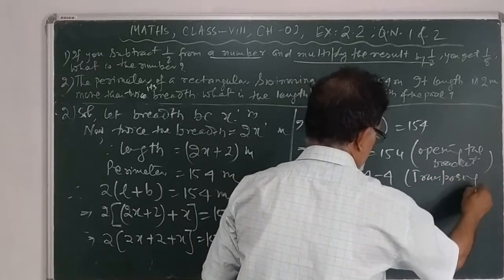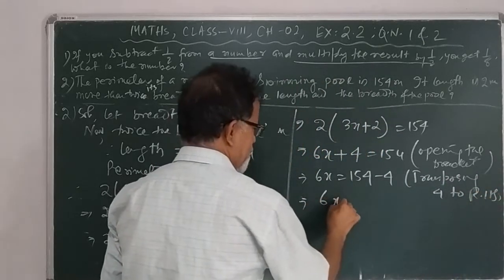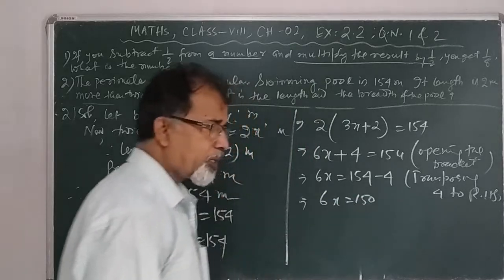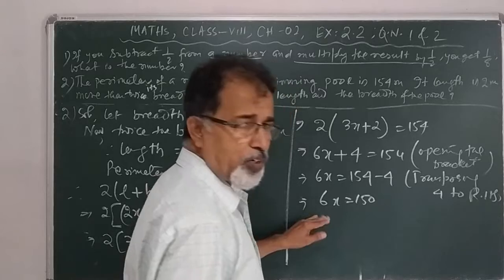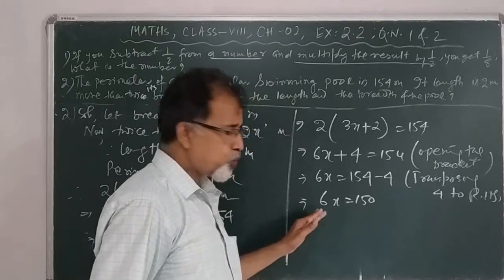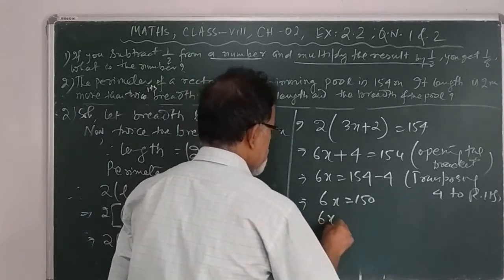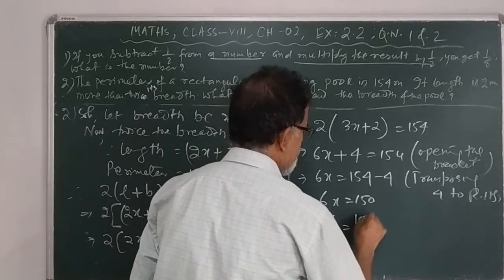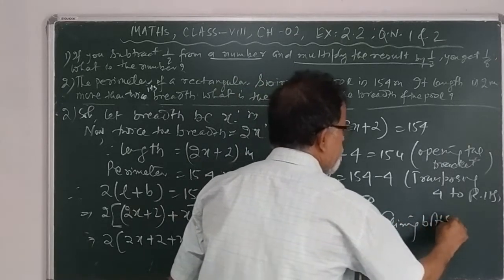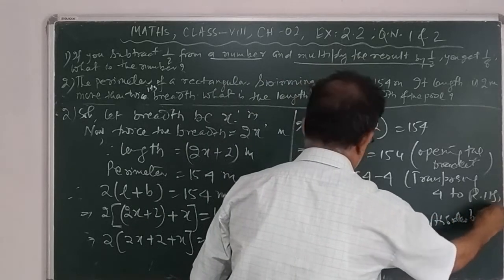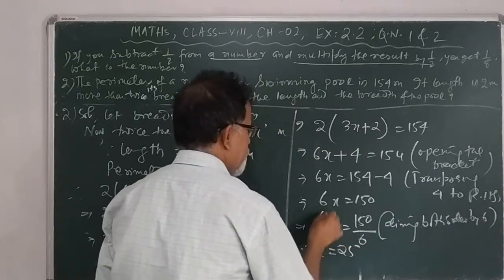Transposing 4 to RHS. 6x equal to 150. Here we are going to find the value of unknown x. The value of x, that's why we will have to remove 6 from LHS. To remove 6 from LHS, we will divide both sides by 6. 6x by 6 equal to 150 by 6. Dividing both sides by 6. Therefore, x equal to 25.